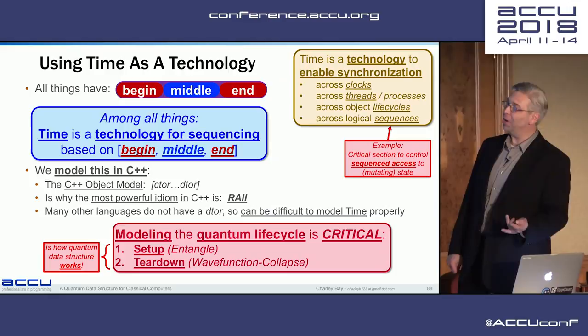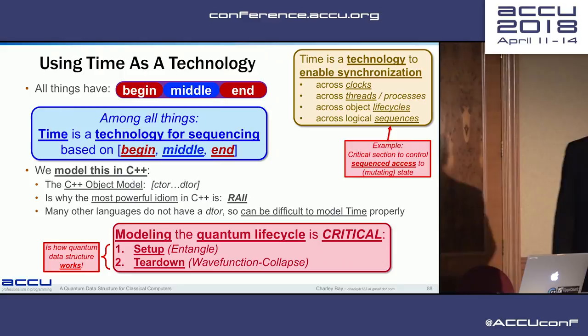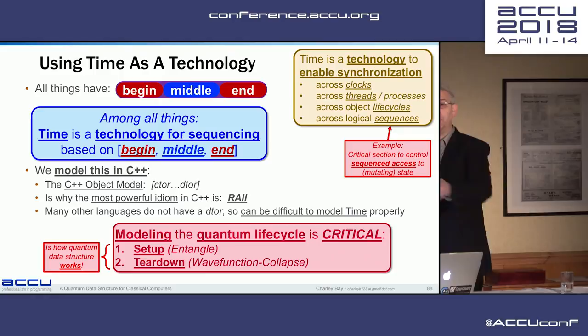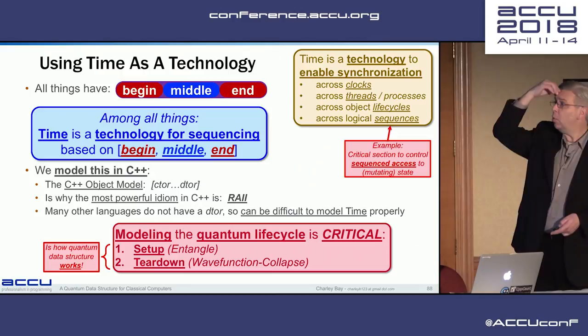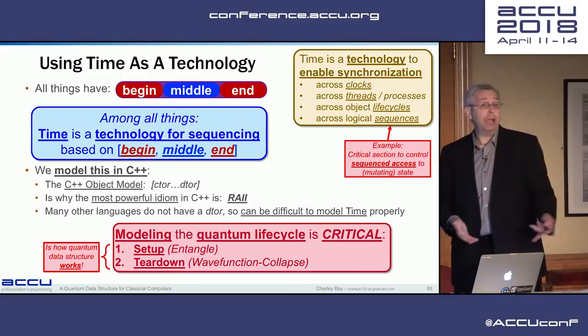All things have a beginning, middle, and end. It looks a lot like the object model. Constructor, destructor, there's a lifespan. There's a source sink of your objects. This is how we build our systems, especially our multi-threaded concurrent systems. Time is a technology for sequencing. And well, what do you want to sequence? Well, we want to sequence across clocks, across threads, life cycles, critical sections. We sequence stuff all the time. This is how we get well-defined behavior.